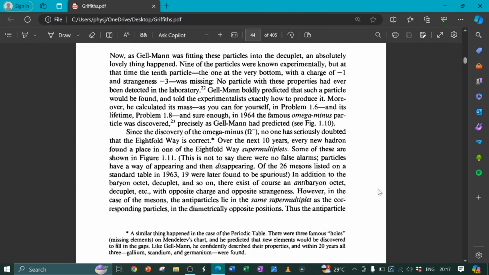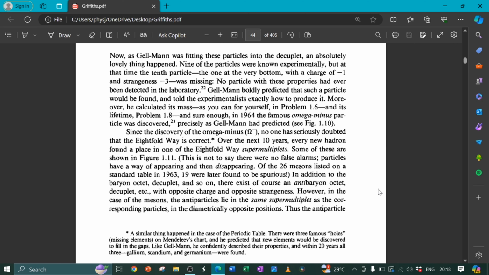This is not to say there were no false alarms. Particles have a way of appearing and then disappearing. Of the 26 mesons listed on a standard table in 1963, 19 were later found to be spurious. In addition to the baryon octet, decuplet and so on, there exists of course an anti-baryon octet, decuplet, etc. with opposite charge and opposite strangeness.